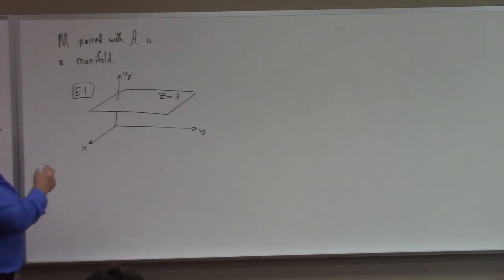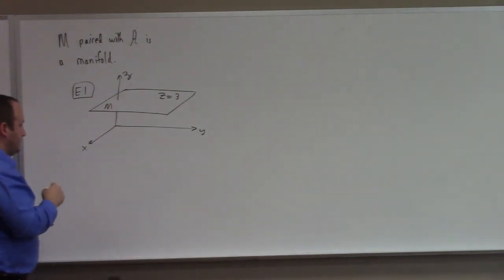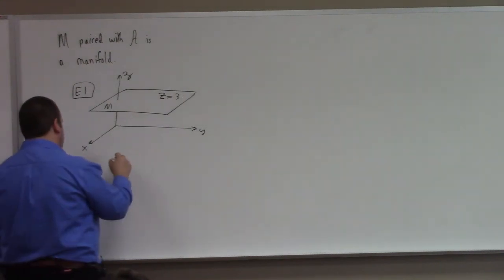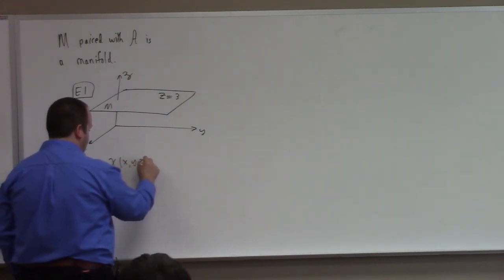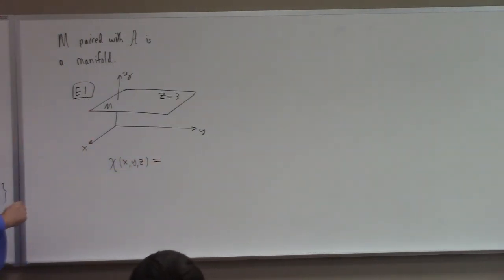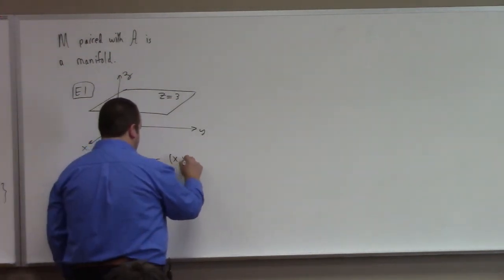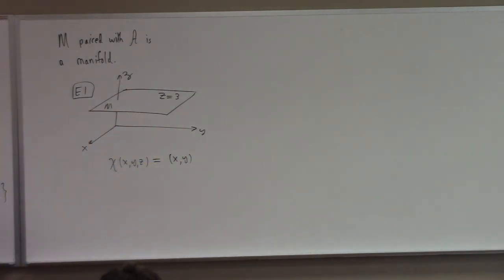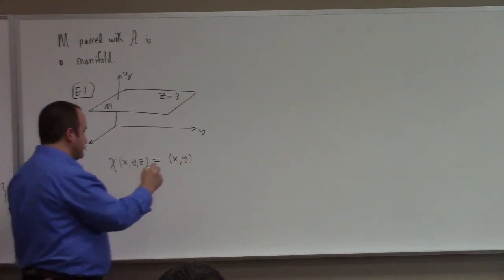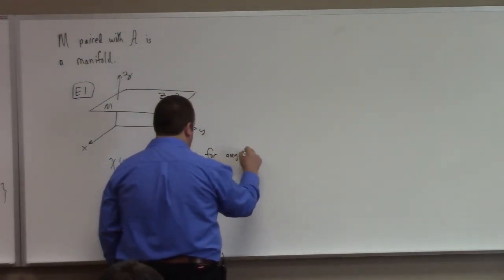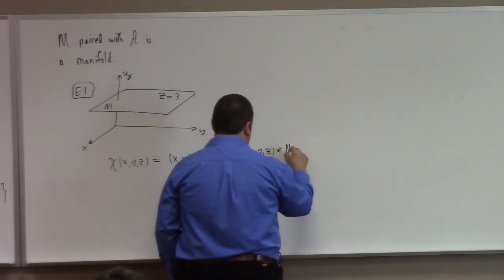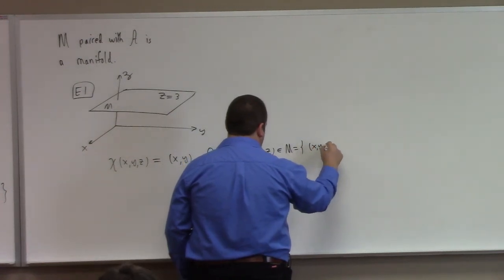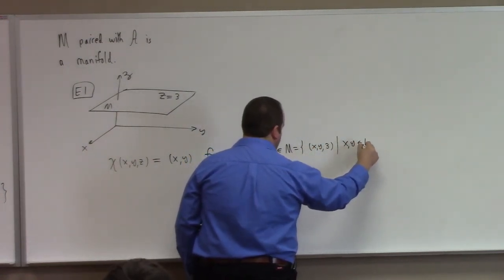You can think of this as a manifold, and there's a global coordinate chart on it. If I say chi of x, y, z, what's the natural coordinate chart? Just get rid of z: x, y. And that's going to be for any x, y, z in M, where M is equal to what? It's equal to x, comma, y, comma, 3, such that x and y are real numbers.